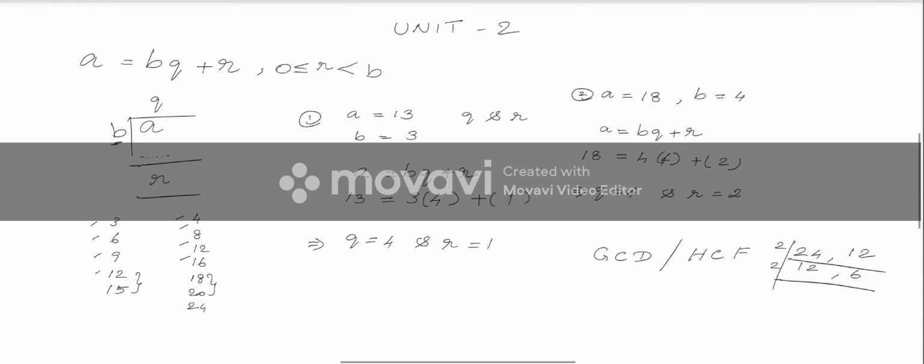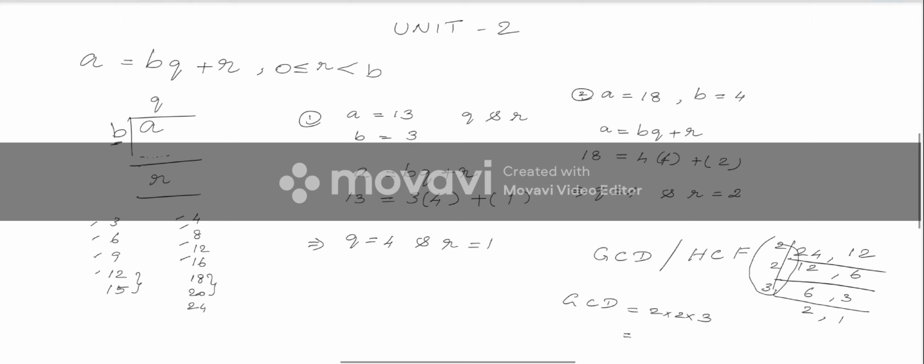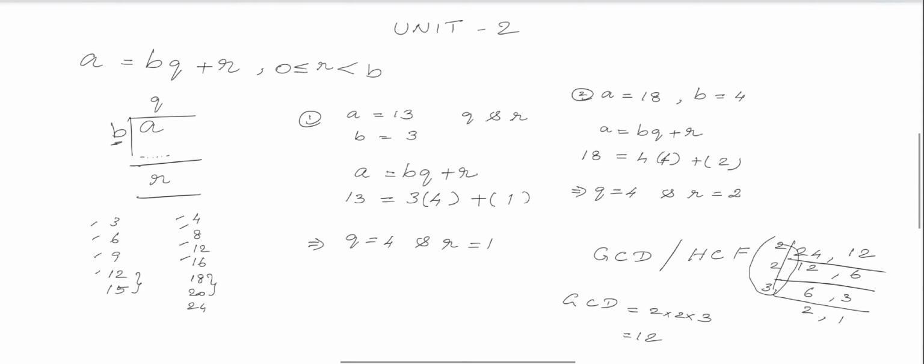Again in 2 timetables, this becomes 6 and this is 3. Then in 3 timetables, this is 2 and this is 1. So here your GCD will be 2 into 3, only these factors, right? Now what is your GCD of 24 and 12? It is 4 3s are 12. So your GCD is 12. That is your HCF is 12.